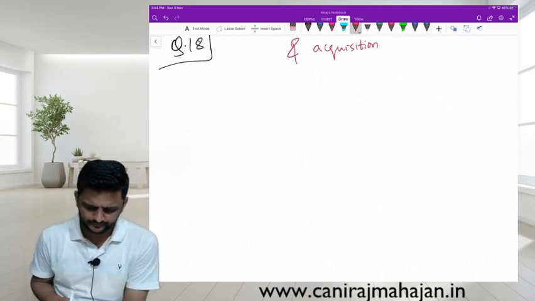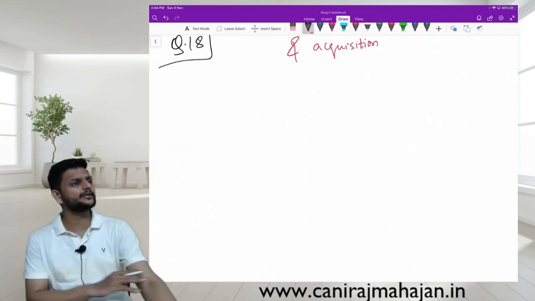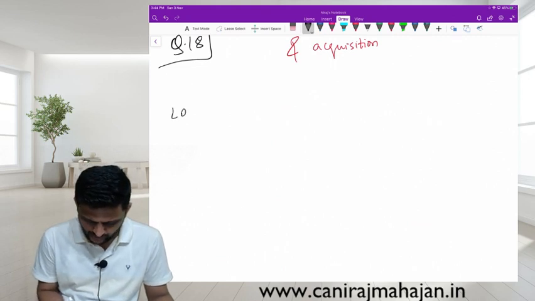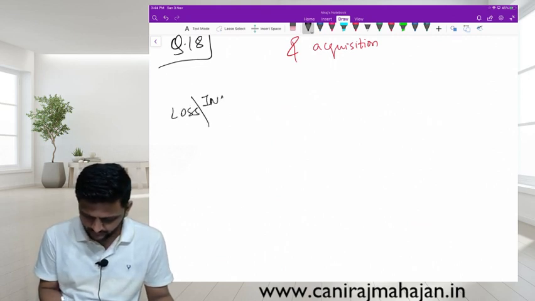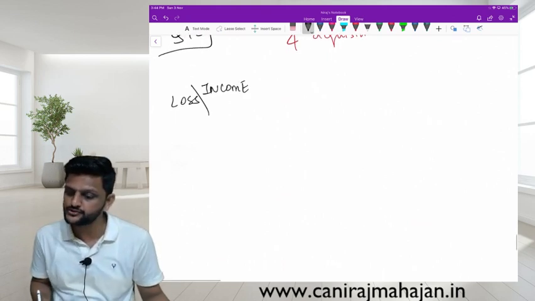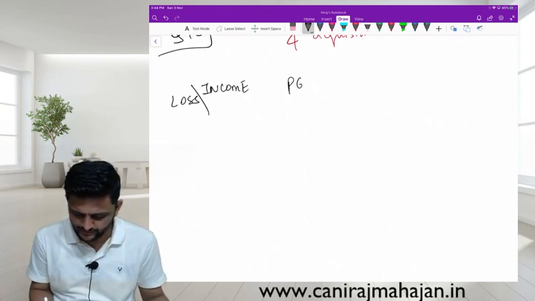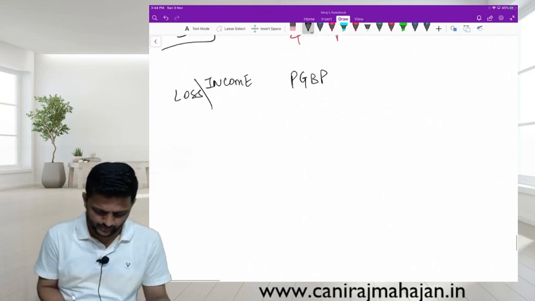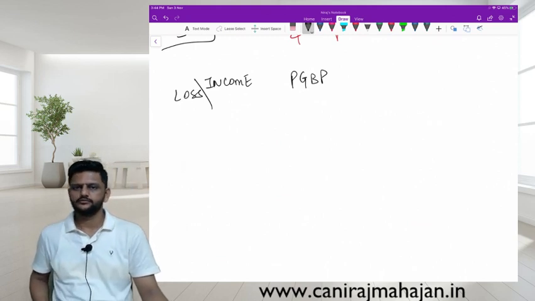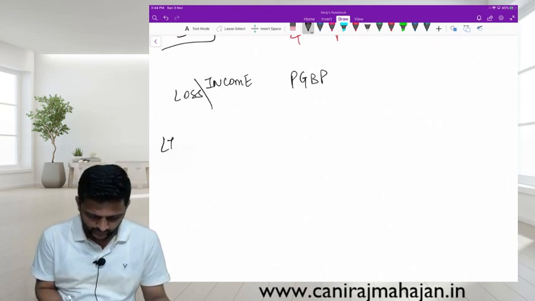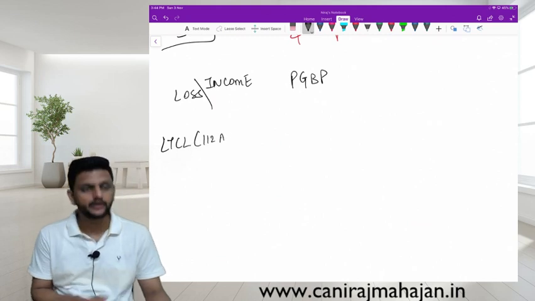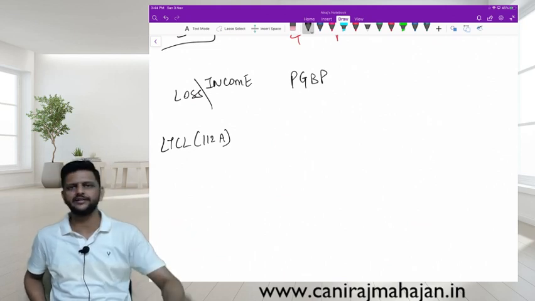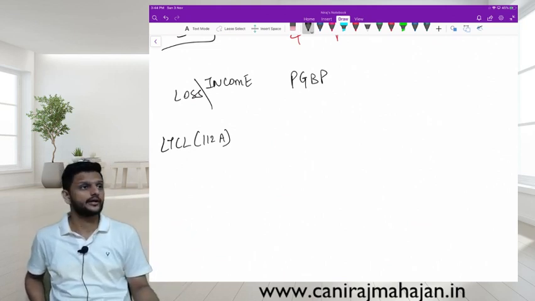Okay, quickly let us write down. It is salary, but the head of income is PGBP. Very good. So write down the loss and income. First income is PGBP. Then you have a loss. Which loss? LTCL. Very good. Which section? 112A. Very important. Why? Because it is held for more than 12 months and STT was paid at both times. So it becomes a 112A case.